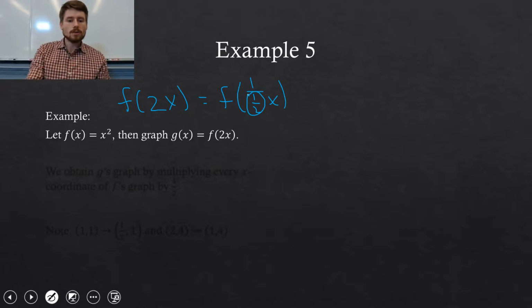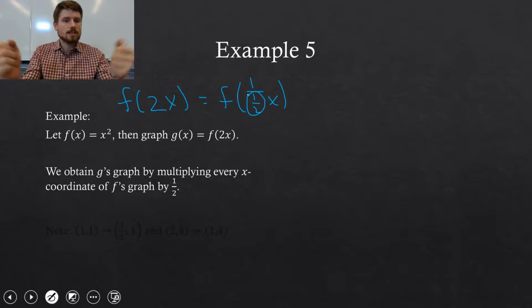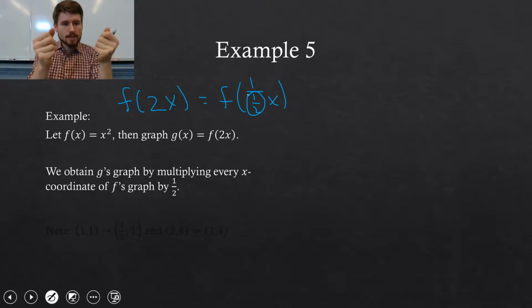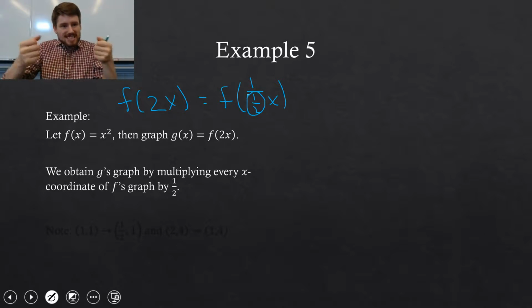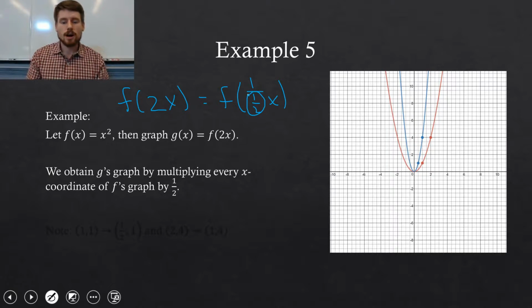We are going to multiply every x coordinate of f's graph by 1/2. Okay, so it's the opposite of what you thought it would be. You thought, oh, f of 2x, I know what that's going to do. It's going to double everything. It's going to make it wider, but not so. It actually compresses it. It multiplies everything by 1/2. So the graph becomes tighter together. It's going to squish in. Okay? So that's what f of 2x looks like, the blue graph.